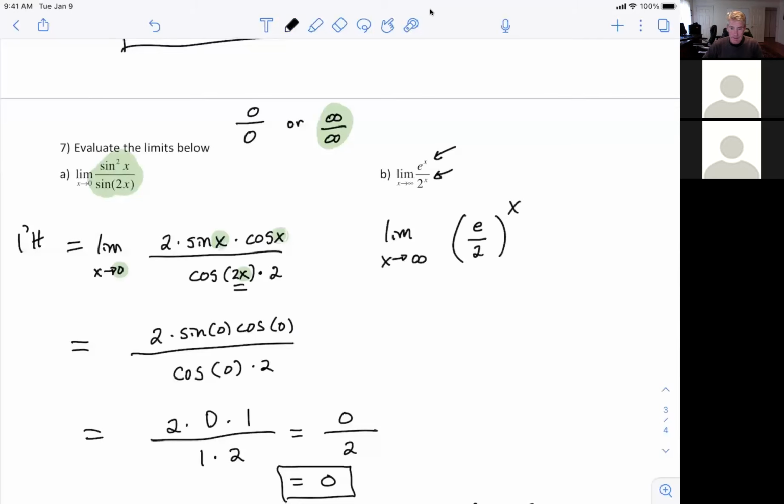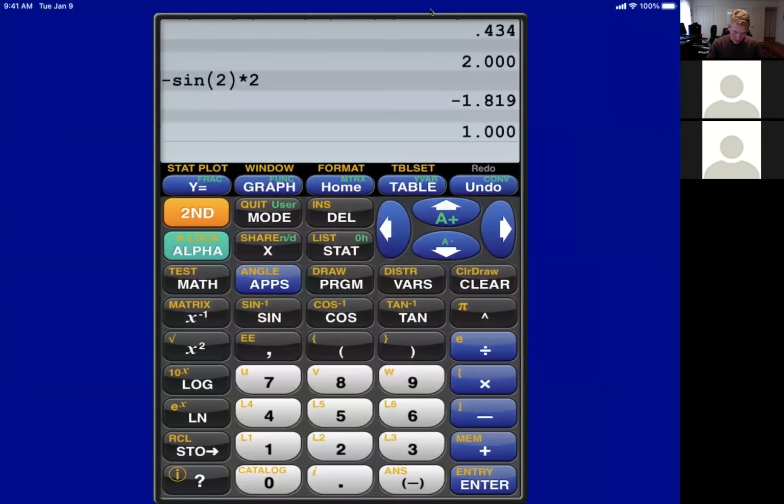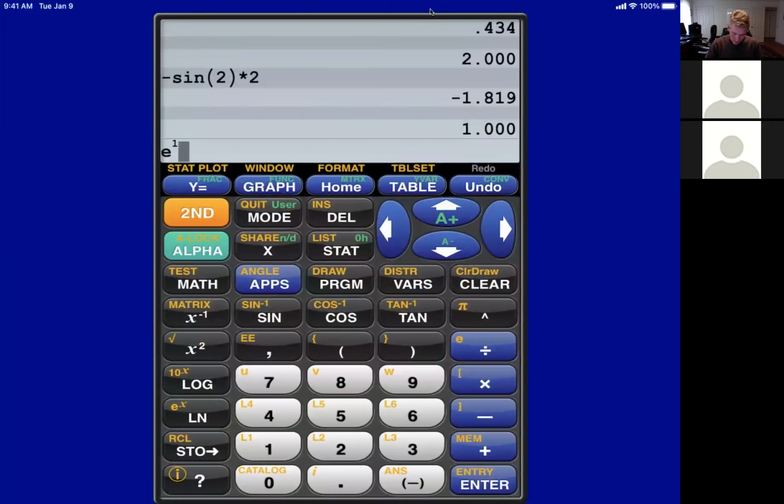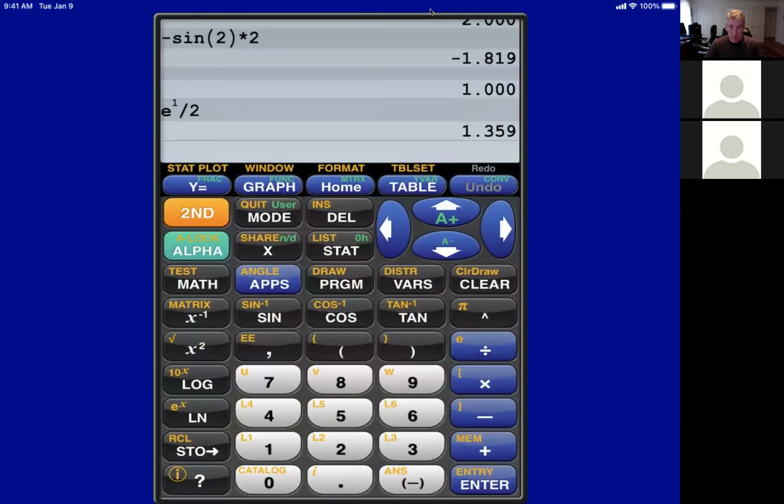So then what is e divided by 2? Because e is a number, 2.718. So how much is e? And the calculator is going to make me put an exponent of 1. How much is e divided by 2? It's 1.359.